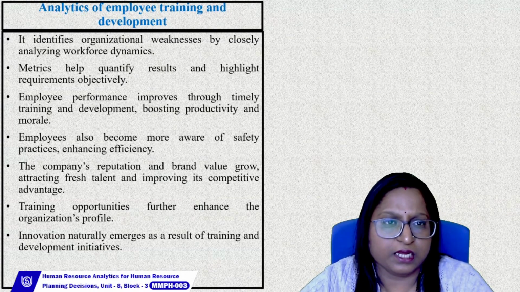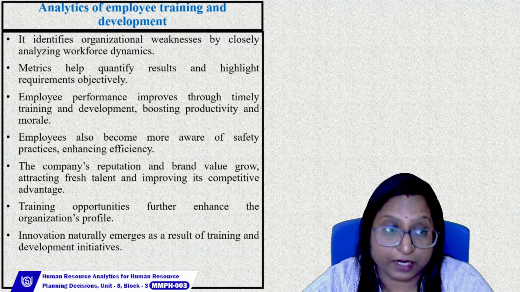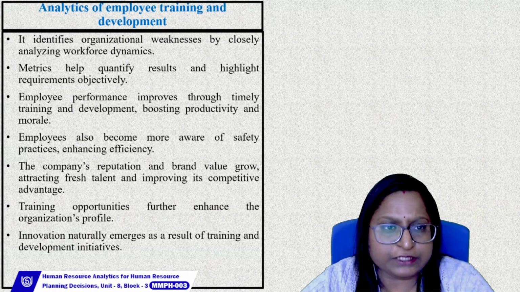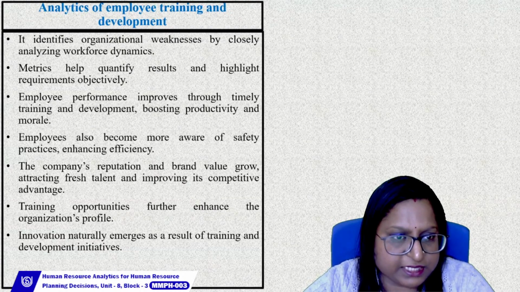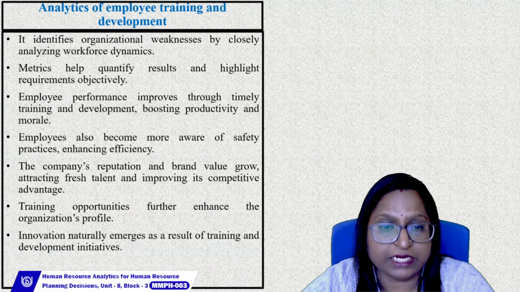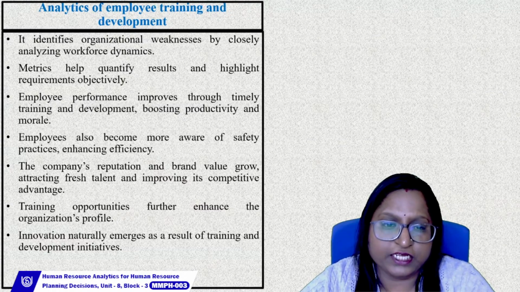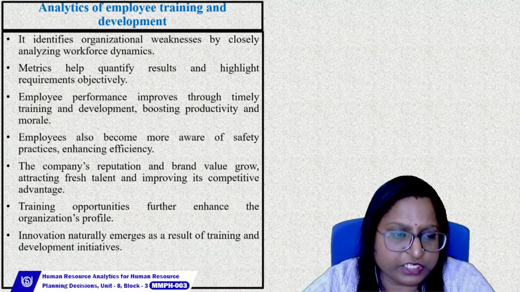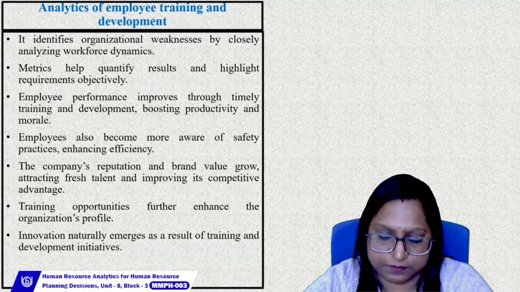Employee performance improves through timely training and development, which helps in boosting productivity and morale. Employees also become more aware of safety practices, enhancing efficiency. The company's reputation and brand value grow, attracting fresh talent. It helps in improving its competitive advantage. Training opportunities further enhance the organization's profile. Innovations naturally emerge as a result of training and development initiatives.